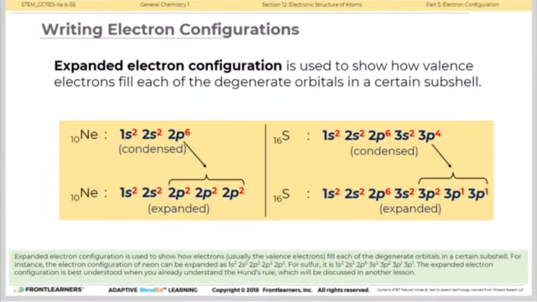The expanded electron configuration is used to show how electrons, usually the valence electrons, fill each of the degenerate orbitals in a certain subshell. For instance, the electron configuration of neon can be expanded as 1s2, 2s2, 2p2, 2p2, 2p2. For sulfur, it is 1s2, 2s2, 2p6, 3s2, 3p2, 3p1, 3p1. This expanded electron configuration is best understood when you already understand Hund's rule, which will be discussed in another lesson.